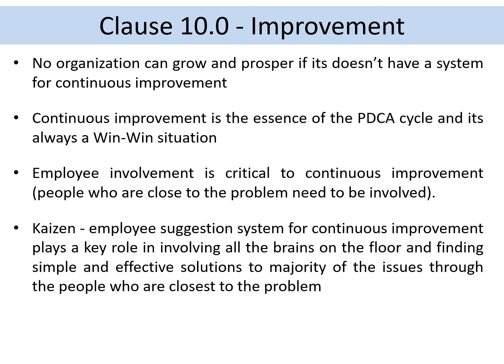Let's talk about Kaizen, a Japanese term. An employee suggestion system for continuous improvement plays a key role in involving all the brains on the floor. That is the basics of Kaizen: they want to use all the brains on the floor and use their expertise and their experience with the actual process, because they live the process every day, to improve on a daily basis. That is basically the gist of continuous improvement.